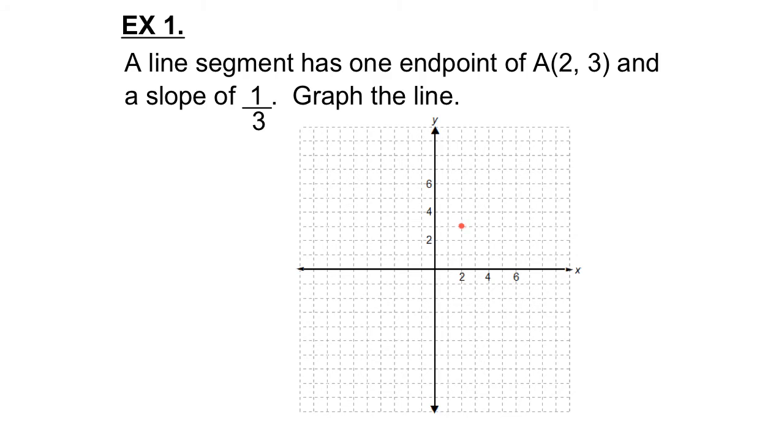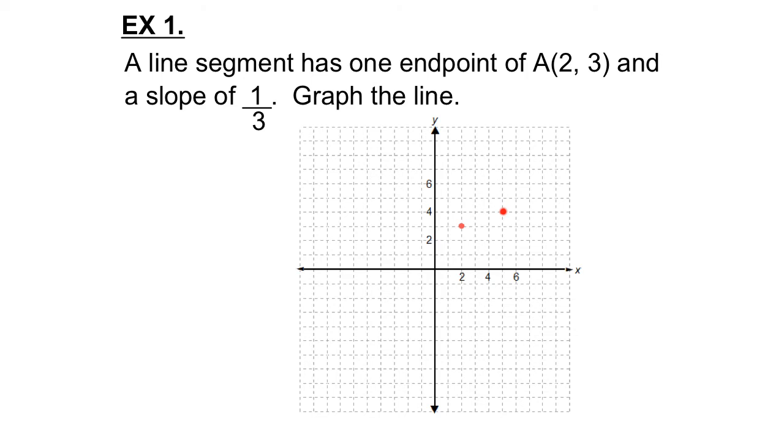Now I'm going to use the slope, 1/3. Remember what slope is. Slope is rise over run. So from my point, if I have a rise of 1, that means I'm going up 1 and to the right 3. So from my point, go up 1 to the right 3. So now there's a second point.